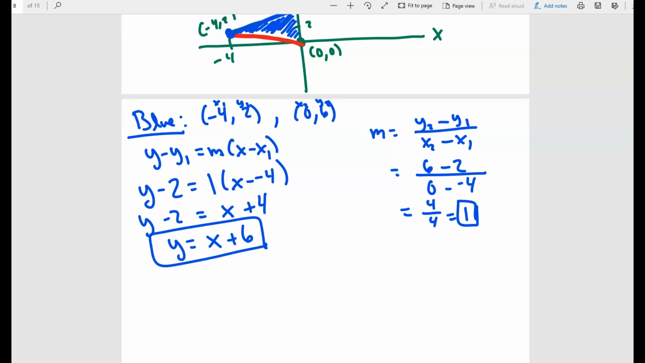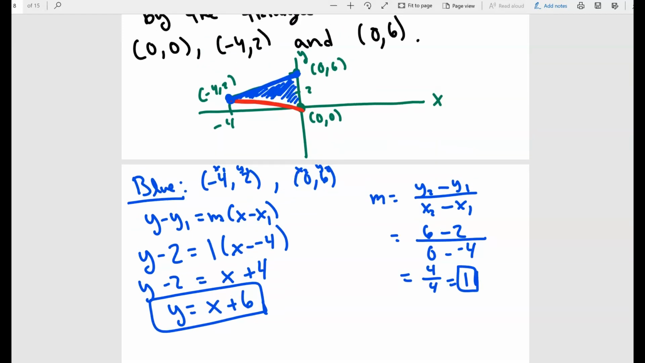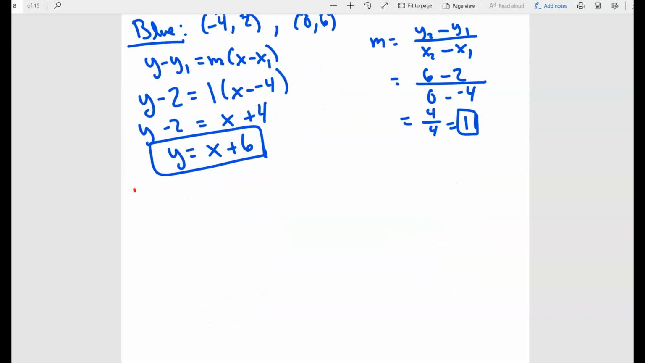So this equation is the equation of the top part. I'm going to write it over here. y equals x plus 6. That's the top blue one. Now what I want to do is find the equation of the line for the red one. Okay, so I'm going to write red.